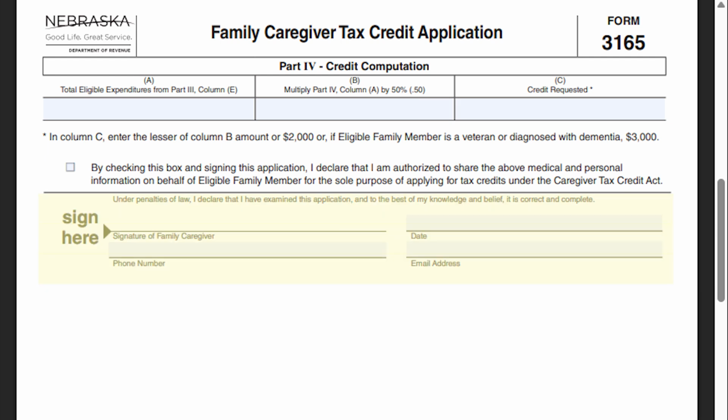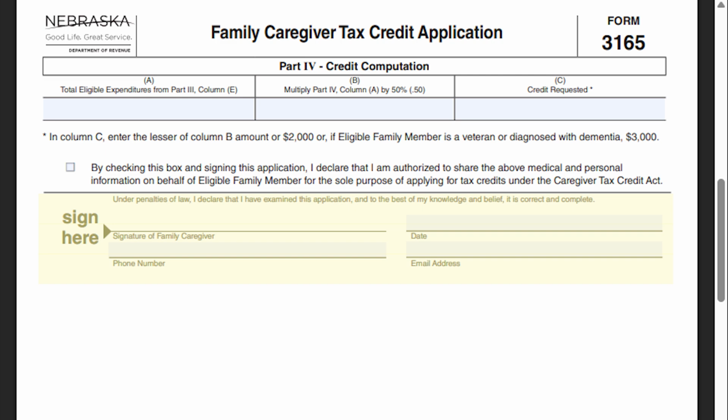Part 6. Signature and email address. The final section of the application requires the family caregiver to sign the application, date the application, and include a phone number as well as an email address. It's important to note by entering an email address, the family caregiver acknowledges that the Department of Revenue may contact them by email. If the family caregiver does not wish to be contacted by email, writing opt out on the line labeled email address is required. If the family caregiver opts out of the email address, the Department of Revenue will communicate via phone and mail as a last resort.